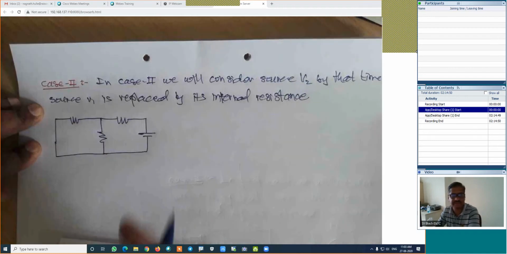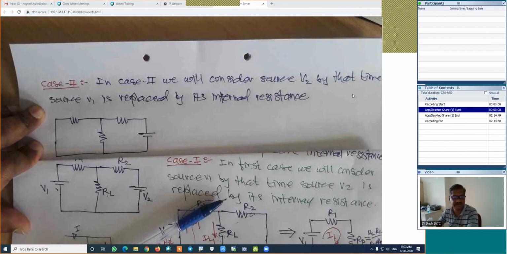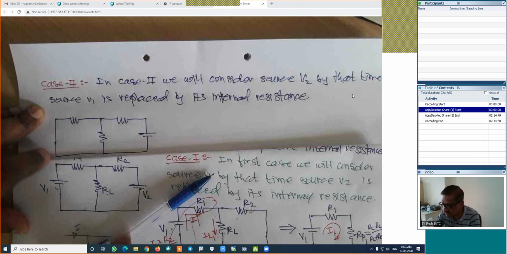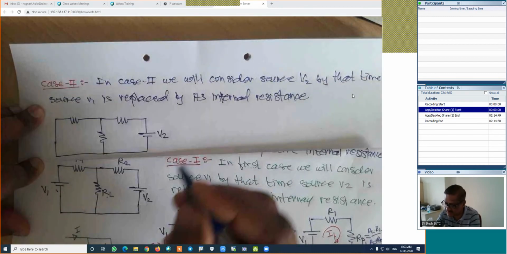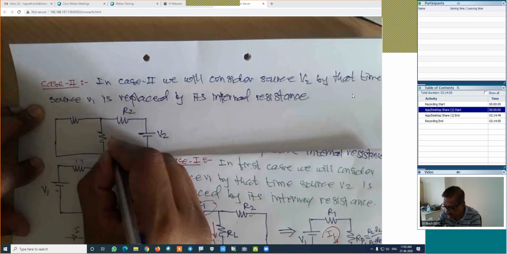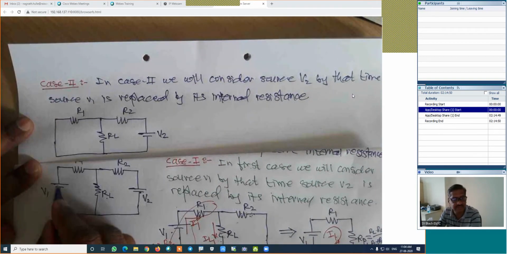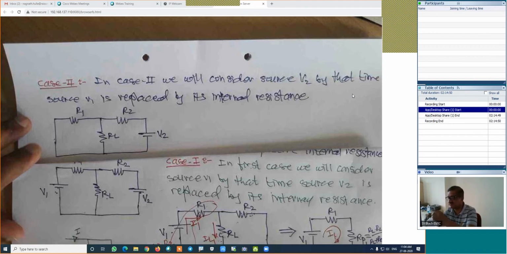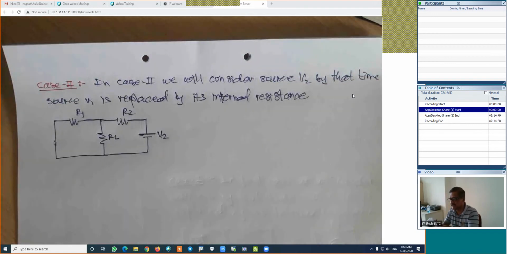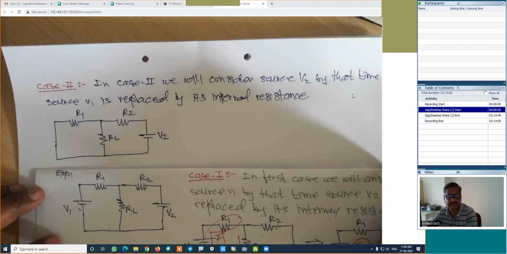Try to understand. Is it right? This source is V2 as it is. This is R2. This is RL. And this is R1. And here this source is replaced by its internal resistance. Then we will apply the similar procedure here, and we will try to find out its current in that particular branch. This is our figure.